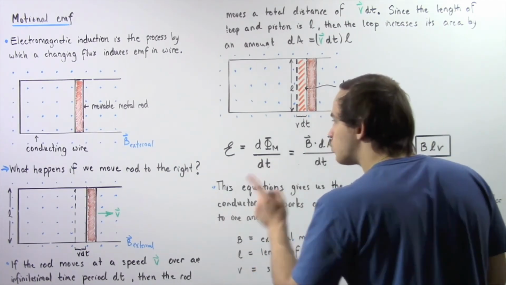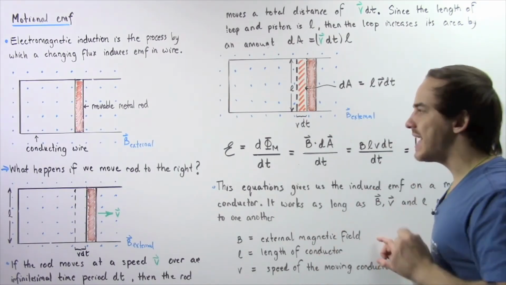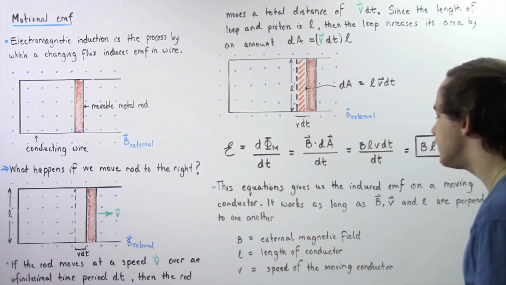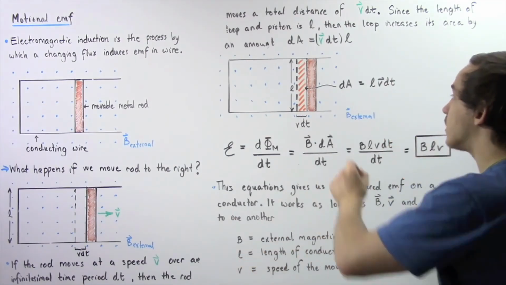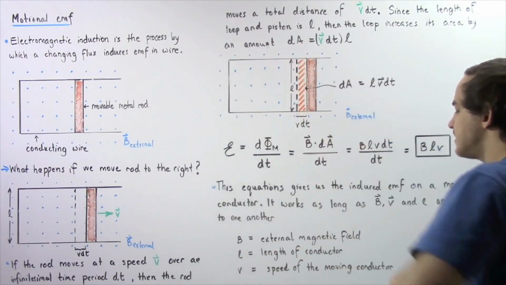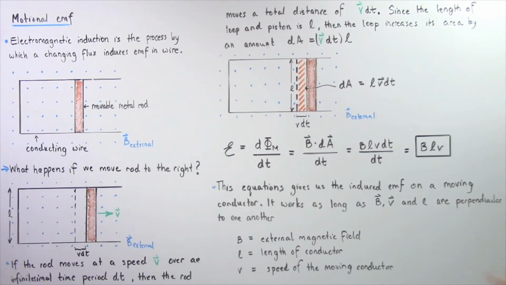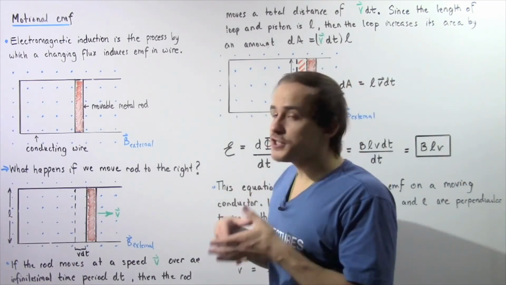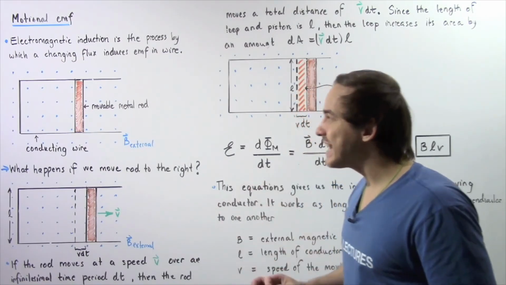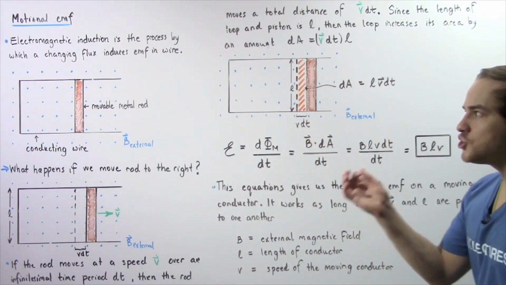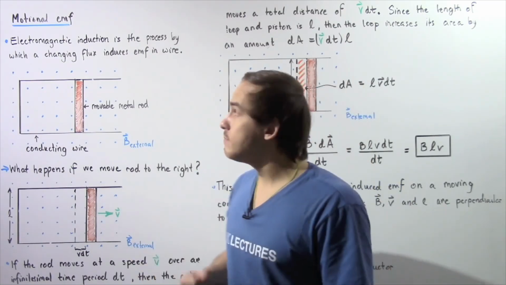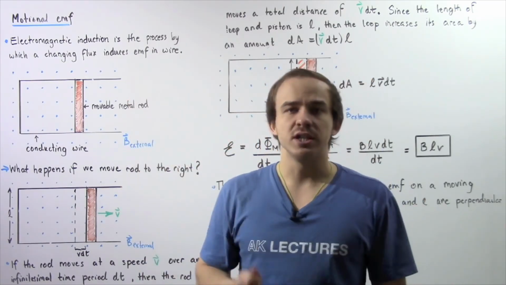Now notice the B represents the external magnetic field in which our system, our conductor, is found. The L is the length of our conductor, in this case it's this distance, and the v represents the speed of our moving conductor. So, we see that if a conductor is moving within a magnetic field, there will be a change in flux, and that will produce an EMF, and this EMF is known as motional EMF.